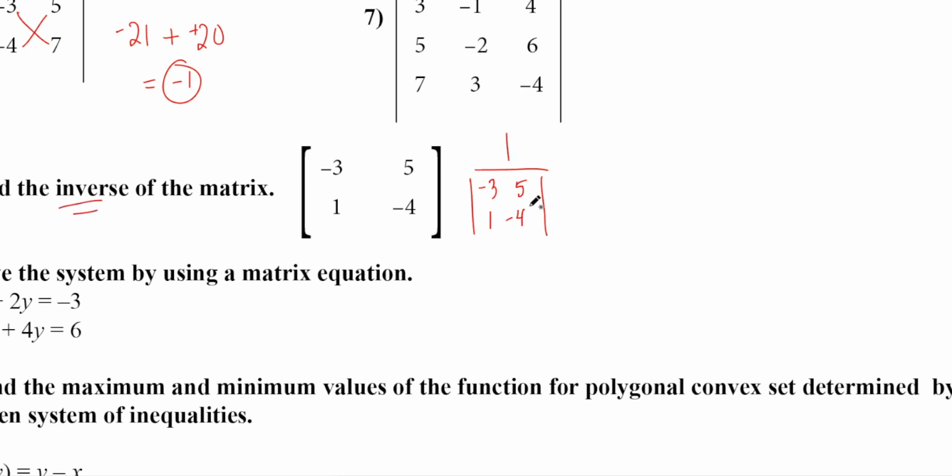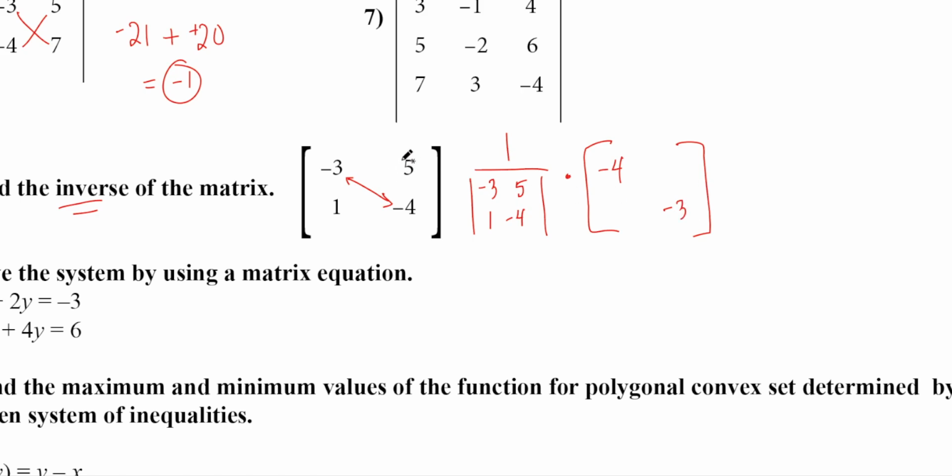Remember, this is an inverse, so it kind of makes sense to go 1 over something. You'll figure out the determinant, get a number for that, and then multiply it by this matrix. Remember what we do with this? We switch these. We just switch the order of those. So this is going to be a -4, and this is going to be a -3.